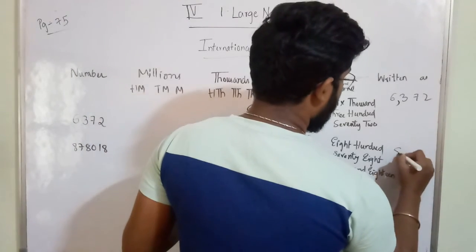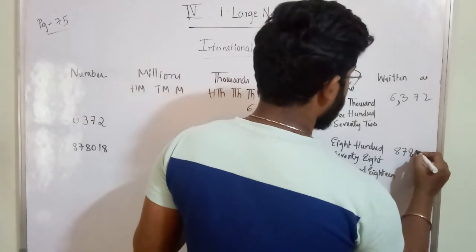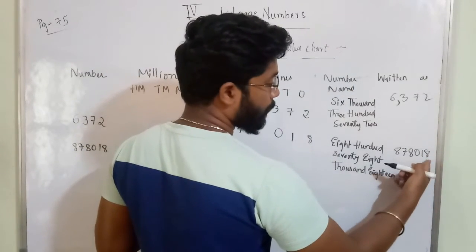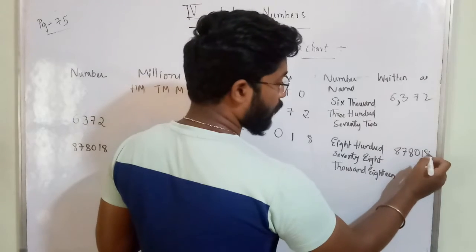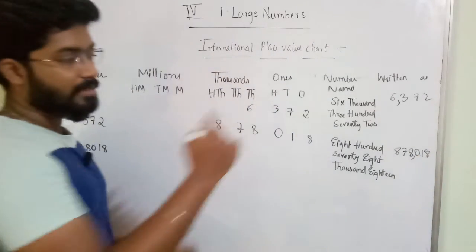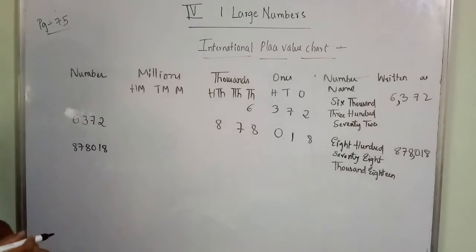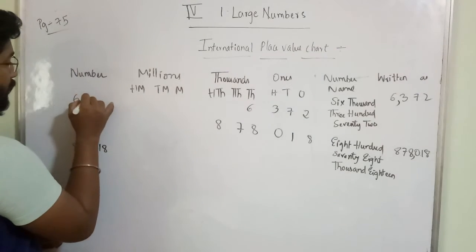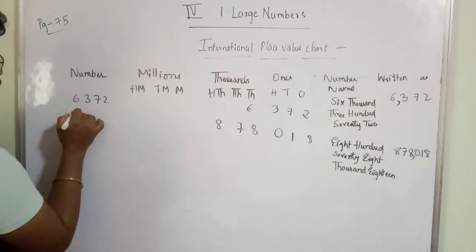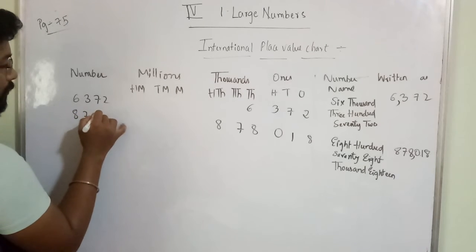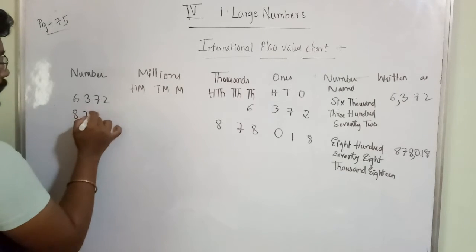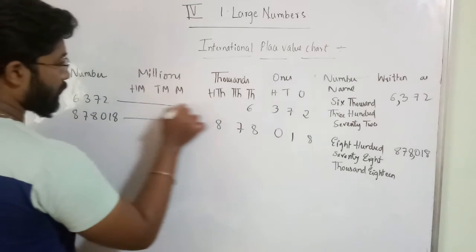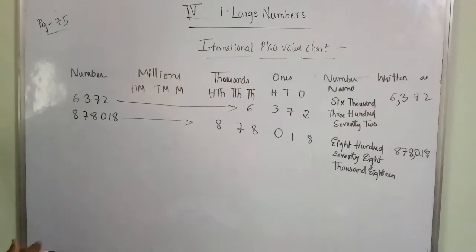So let us separate it. 878018. After every three digits you have to put one comma from right to left: 1 2 3 comma. 878,018. So this one is first, 6,372, next is 878,018. So this one is this one, this one is this one. Don't confuse, okay.